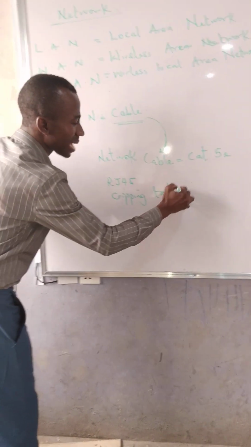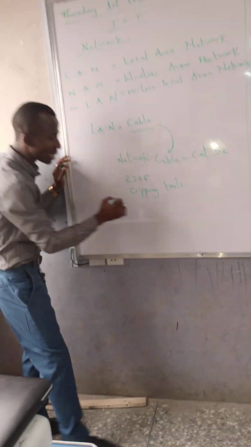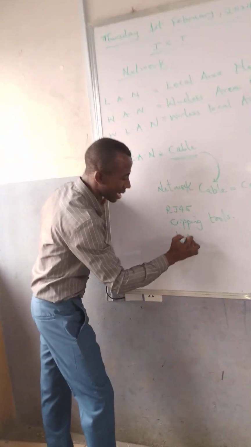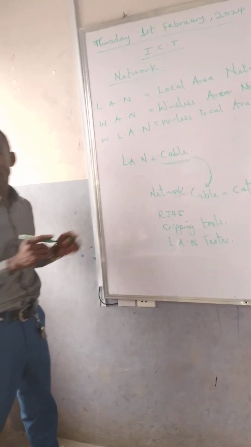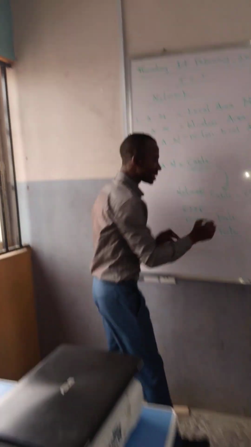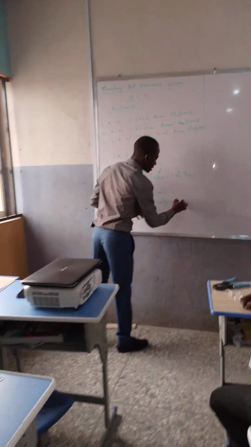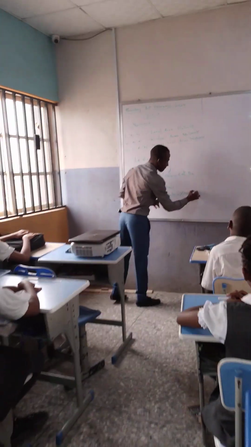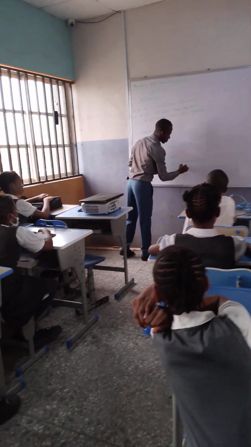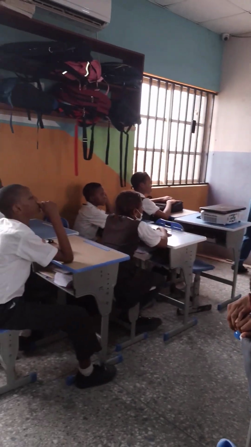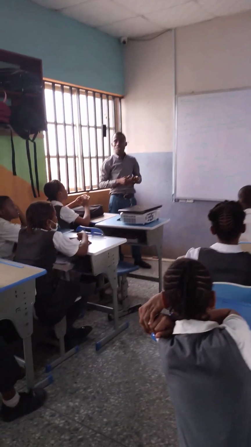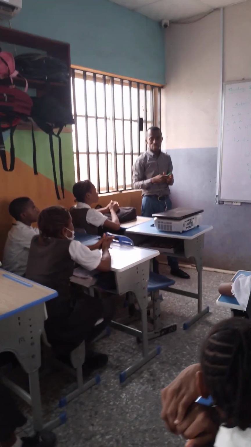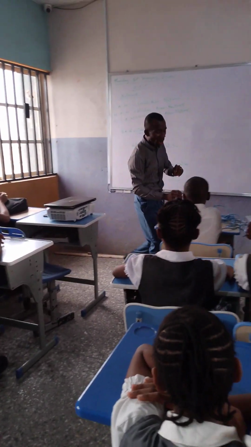The last material that is not on the table is our LAN tester. It's not there on the table. What do we use the LAN tester for? It is to check the communication of the cable. See that? Now we want to do this.